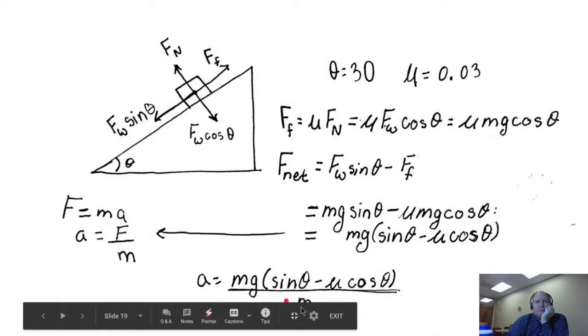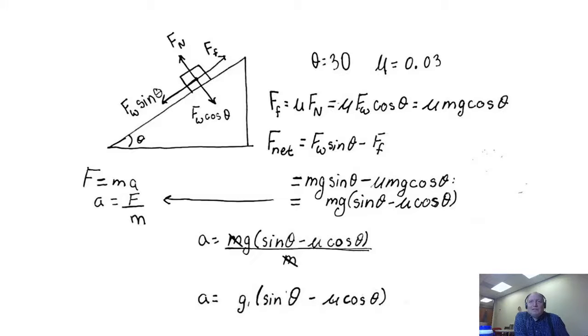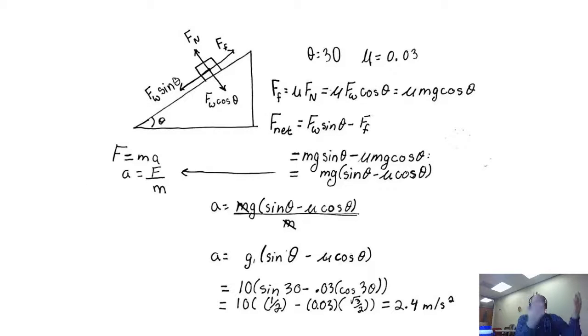m. Now we have m in the denominator and m in the numerator, which means it's time to cancel. We cancel out our m's, and we get our acceleration equals 4.5 g sine theta minus mu cosine theta. Now, all we have to do is plug in. So g is 10, sine of 30 and cosine of 30, and our mu is 0.03.